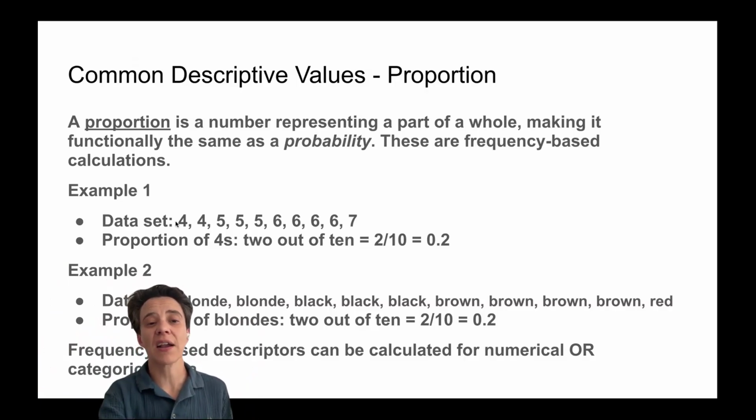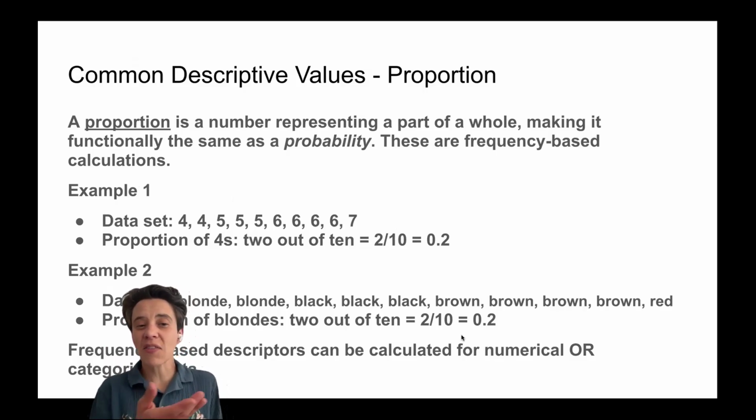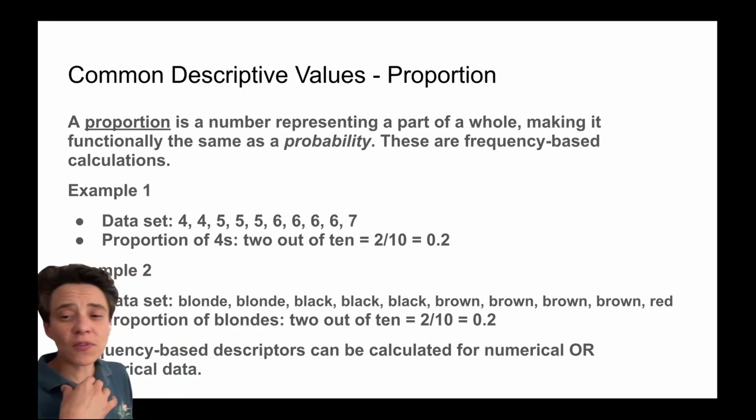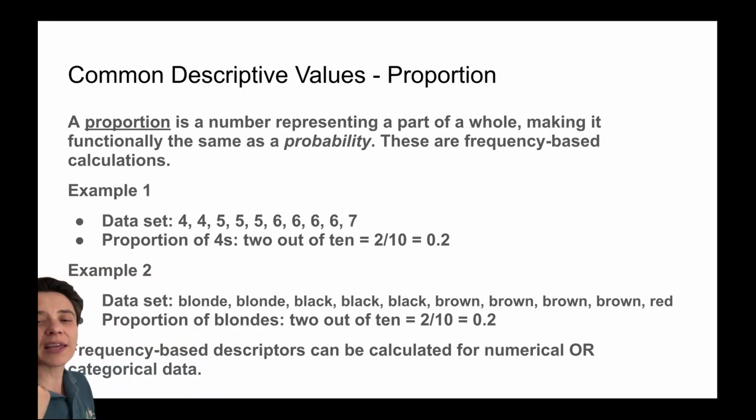If you've got this data set here and you want to know the proportion of fours, or the probability that if you pulled a random number out of here, you would get a four, you would count how many fours there were. There are two of them. You would count how many numbers there are altogether. There are 10 of them. You would divide that part over whole and you get 0.2. You can do the same thing for this list down here. You've got a list of hair colors. If you want to know the proportion of blonde individuals, you can count. There are two that are labeled blonde. There are 10 in total, so it's the same thing. These frequency-based descriptive statistics can be calculated for both numerical data, like in the first example, and categorical data, like in the second example.